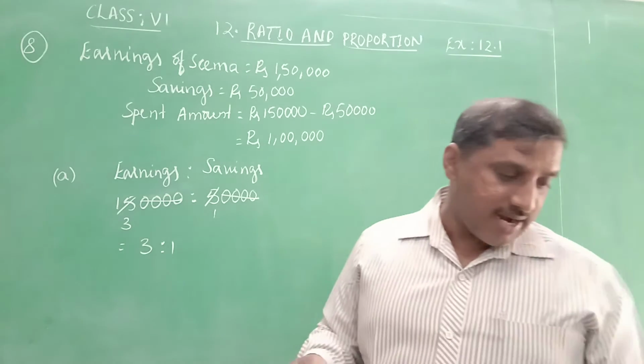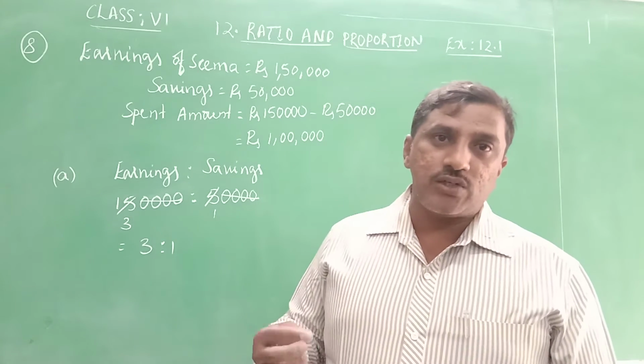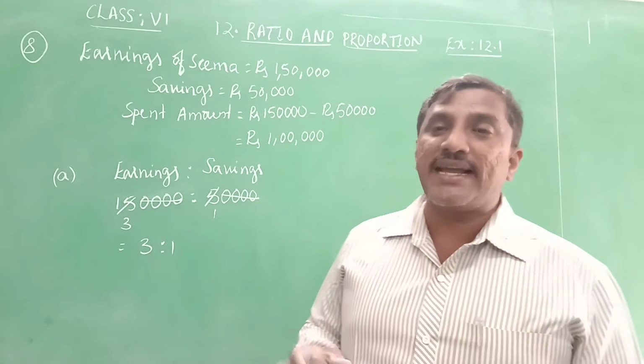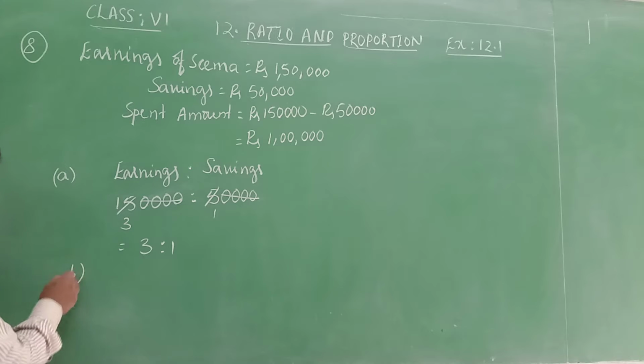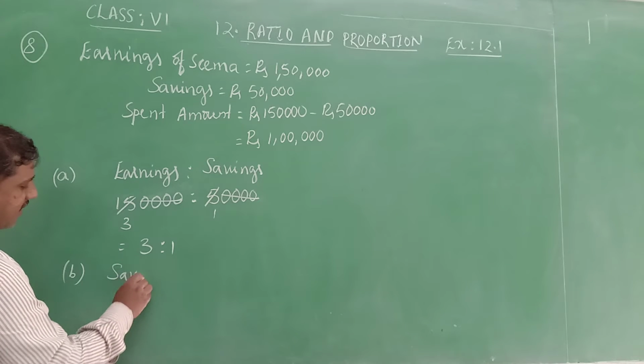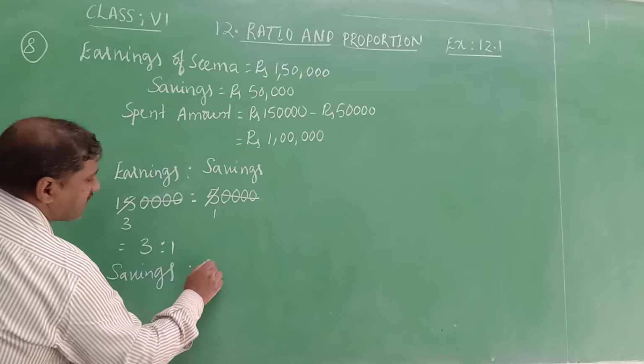Now we have to find the ratio of the money that she saves to the money that she spent. Savings to the spent amount. So the next part is to find the ratio of savings to the amount spent.